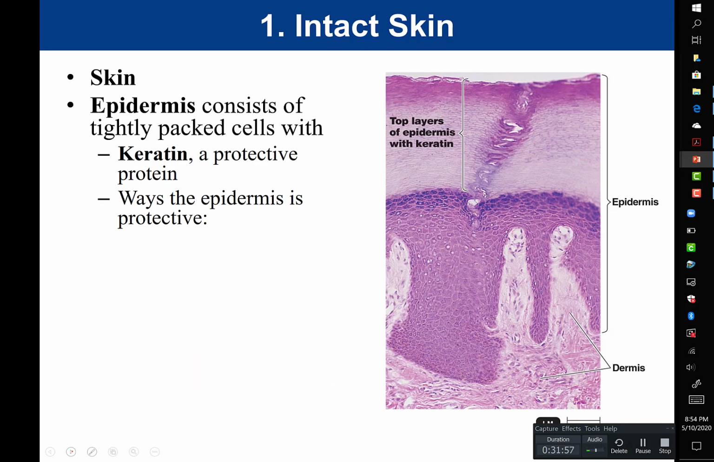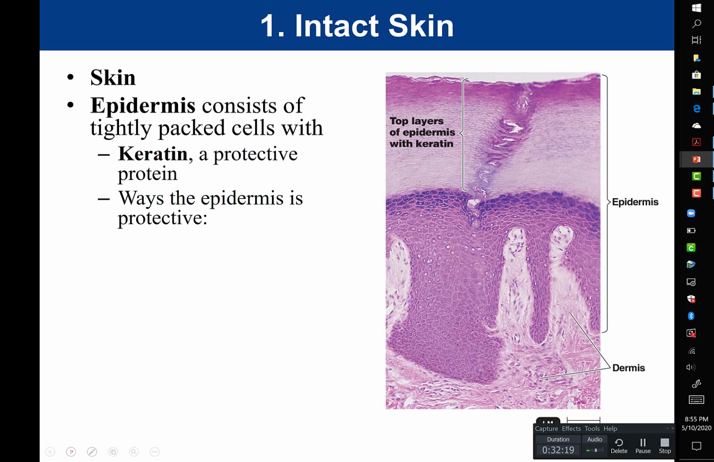So we're going to go through and talk about each of those components of that first line of defense. And so let's first start by talking about intact skin. So skin is, again, a good physical barrier. So what you're seeing here is this is a cross-section of the skin.